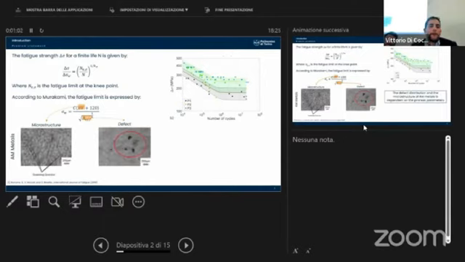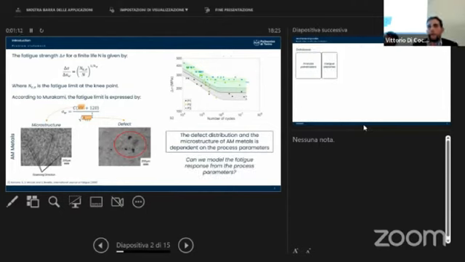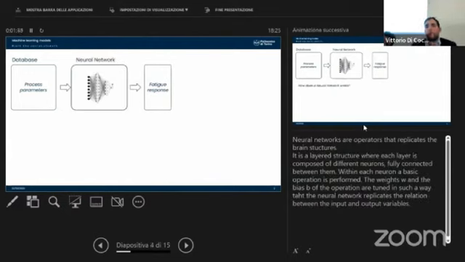When we deal with additive manufactured metals, both the microstructure and the defects are dependent on the process parameters. So from there, the idea to model the fatigue response of additive manufactured metals starting from the process parameters themselves. To do that, we use a machine learning approach. For machine learning, you need a database. So we have collected a bunch of experimental data on process parameters and the fatigue response of aluminum alloy printed with additive manufacturing.